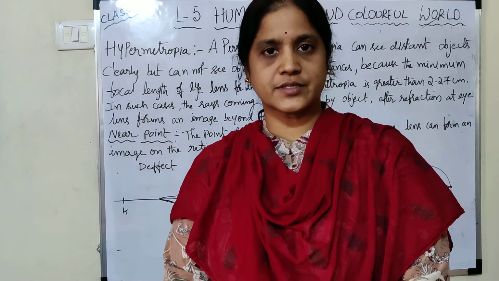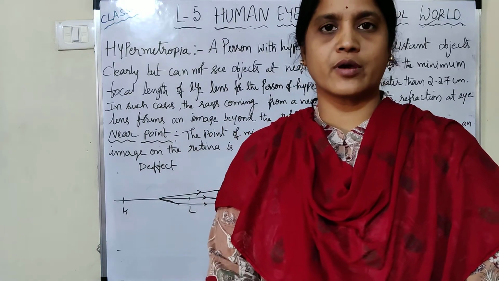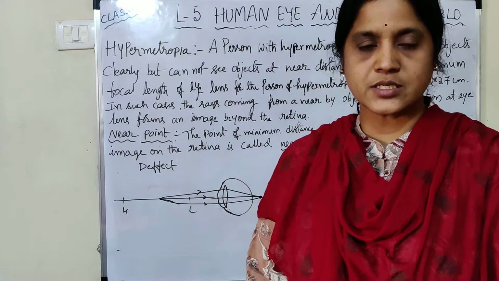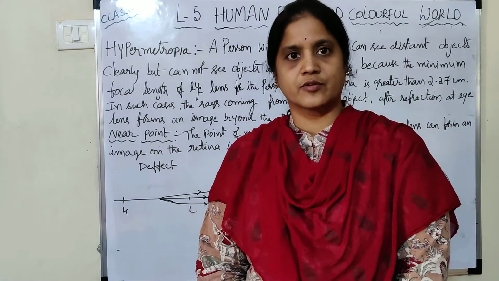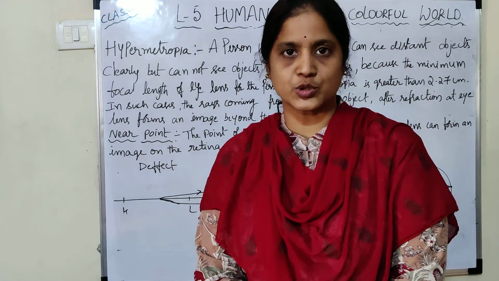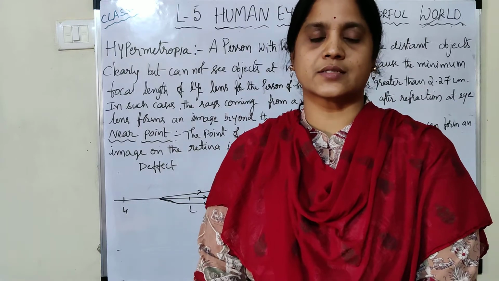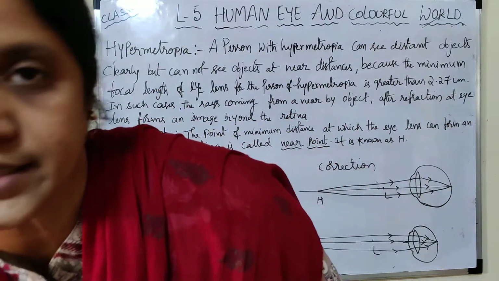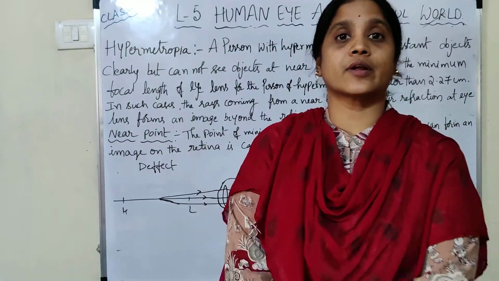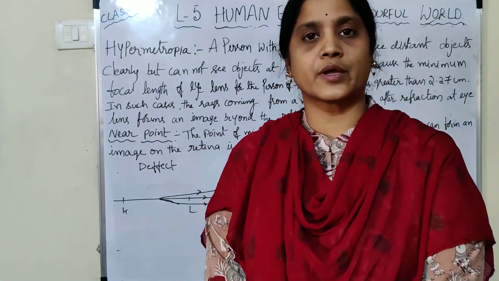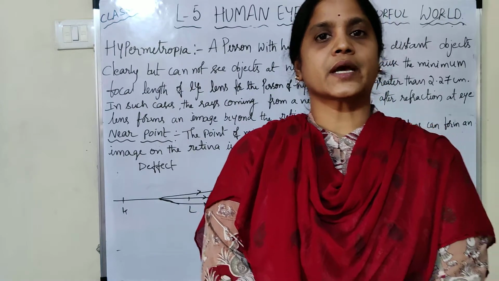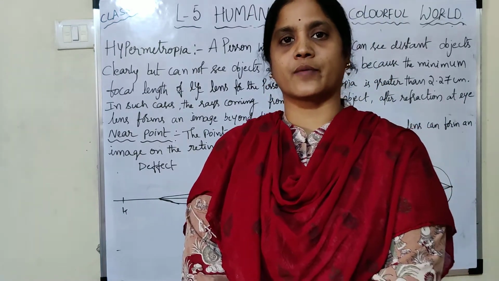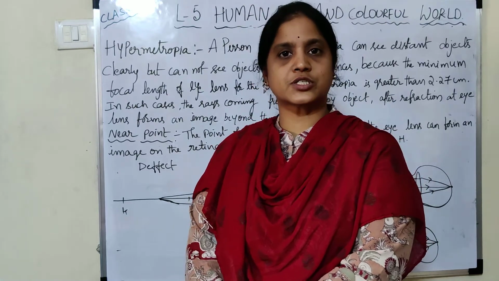Just now we discussed the defect of myopia and how to do the correction, that is, by using which type of lens we can do the correction. For the myopia problem, we have to use a concave lens. And now we'll discuss another one, hypermetropia. There are three types of defects: myopia, hypermetropia and presbyopia. Myopia we have completed.